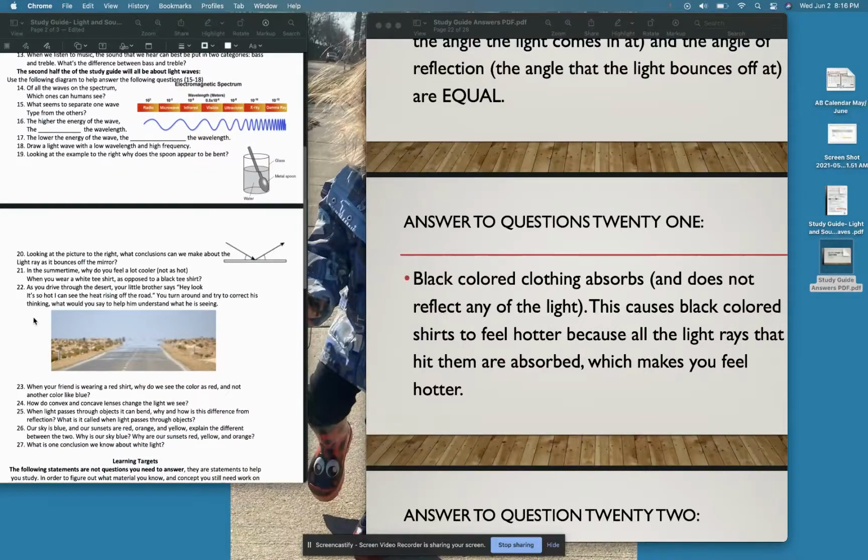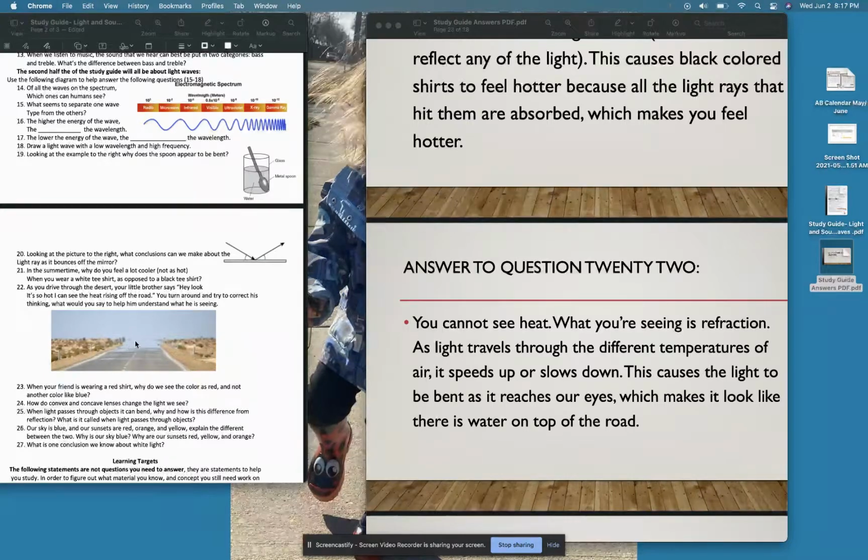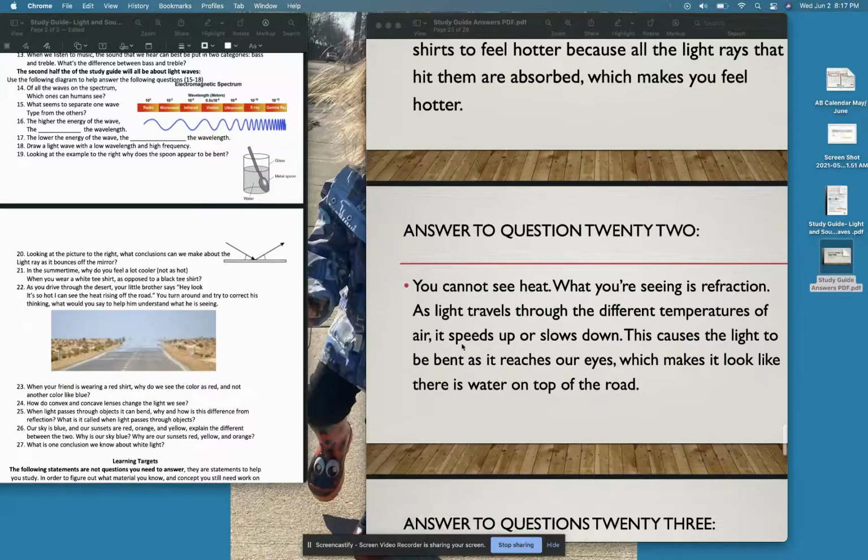And then number 22 is your example of a mirage where your brother says he can see the heat. Well, he can't actually see the heat, but what you're seeing is refraction. So here you have light traveling through air that's right above the road, and it speeds up. Well, if light speeds up, it's going to then change direction. And as it travels to our eyes, we see things now differently. Because when the light travels through different substances, it's going to move faster or slower. Well, in this case here, it's going to move faster, and that's why it's going to alter whatever it is we are seeing. So just know that this is a classic example of refraction.